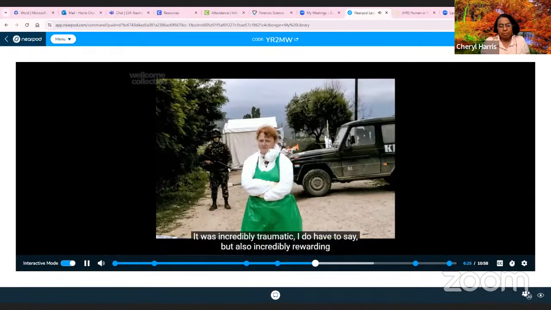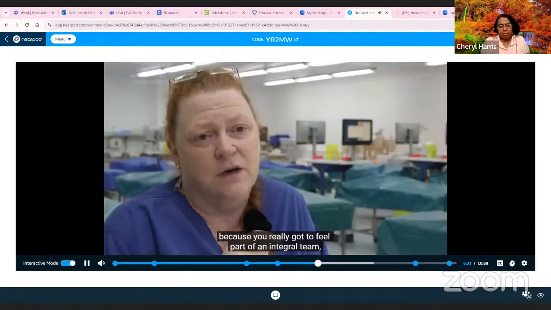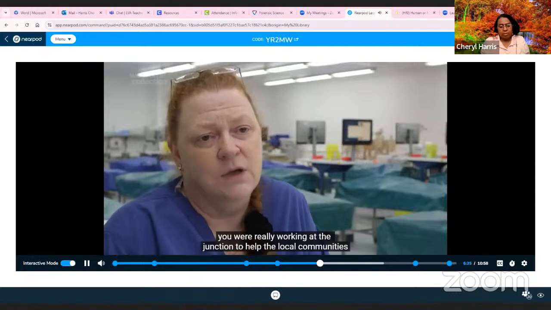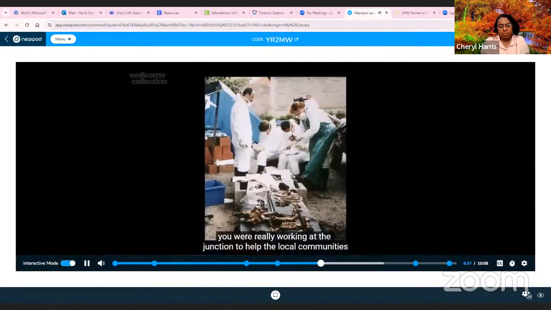It was incredibly traumatic, I do have to say, but also incredibly rewarding, because you really got to feel part of an integral team. You were really working at the junction to help the local communities address the necessary judicial aspects of what went on, and to help the world recognise what had occurred in that country.